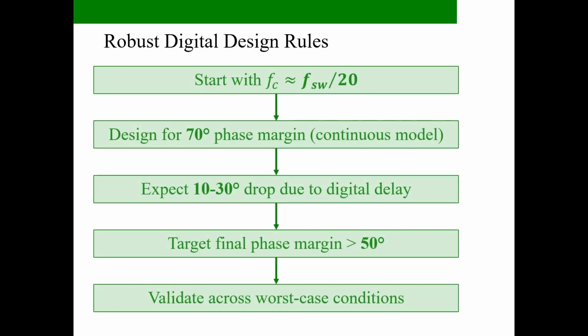In my designs, I typically target around 70 degrees phase margin in the continuous time model. Why so high? Because I expect 10 to 30 degrees of phase loss once digital delay and discretization are included. This ensures that the final implemented system still has more than 50 degrees of phase margin. That ensures implementation robustness. And in industrial applications, robustness is more important than maximum bandwidth.